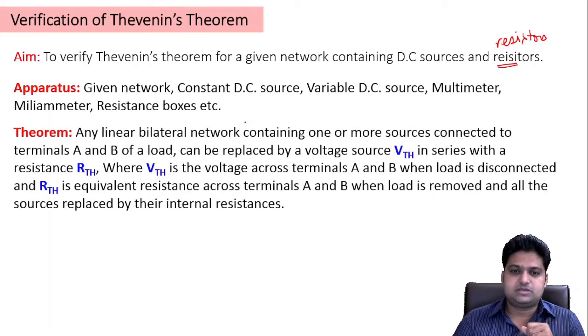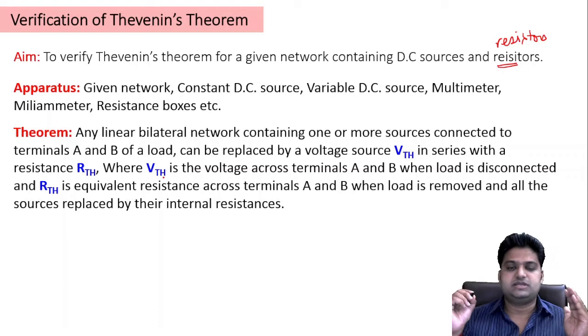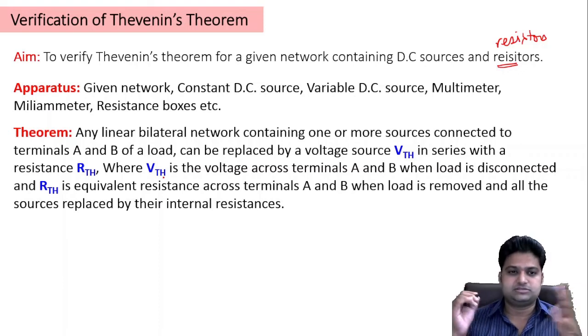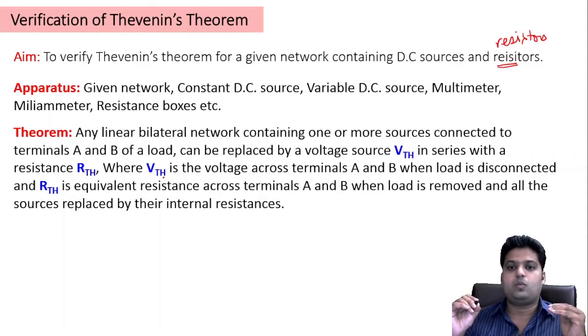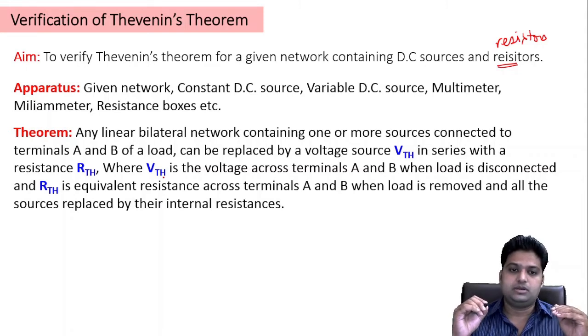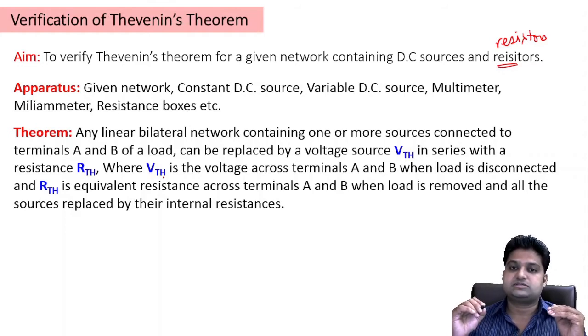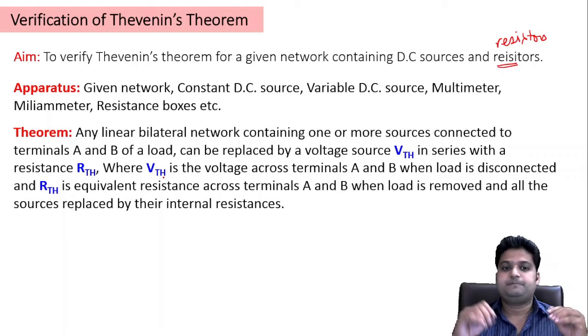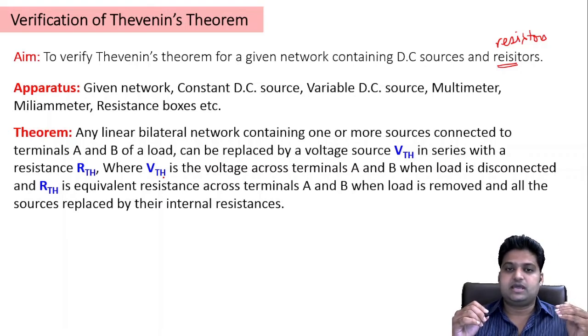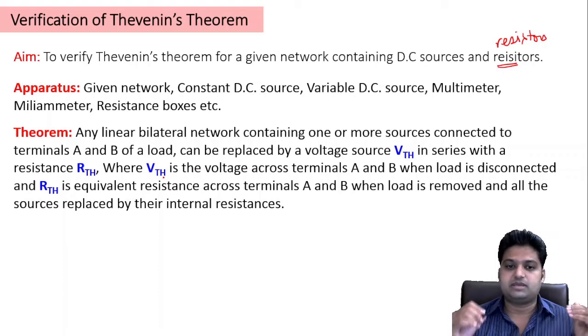So what does the theorem say? As I already told you, a lot of this in detail will be covered in your paper, but in practicals, let's just discuss this in brief. This theorem says that any linear bilateral network containing one or more sources connected to terminals A and B of a load can be replaced by a voltage source VTH in series with a resistance RTH, where VTH is the voltage across terminals AB when load is disconnected, and RTH is the equivalent resistance across terminals A and B when load is removed, that is disconnected, and all the sources replaced by their internal resistance.